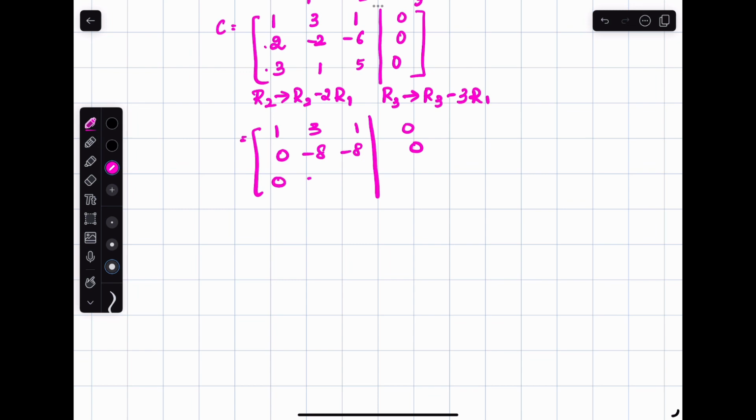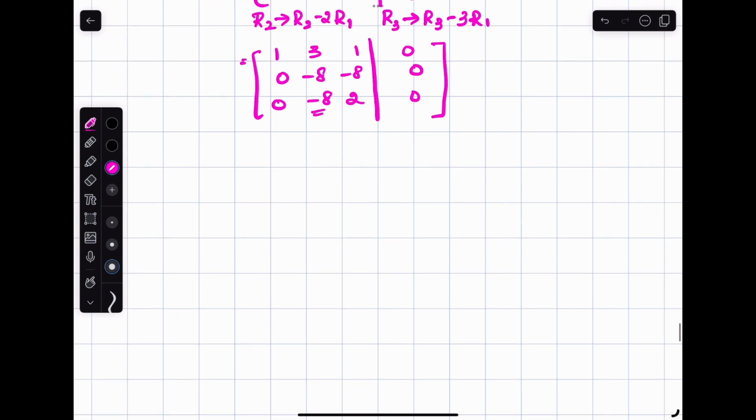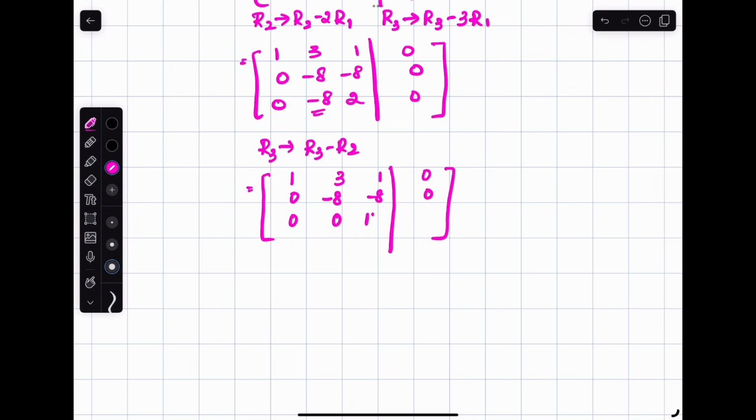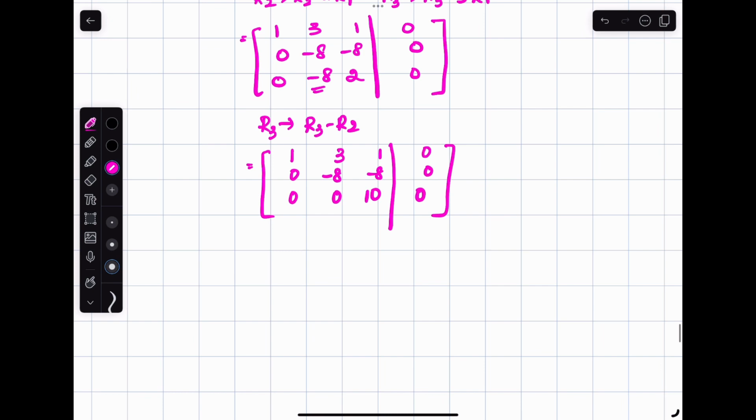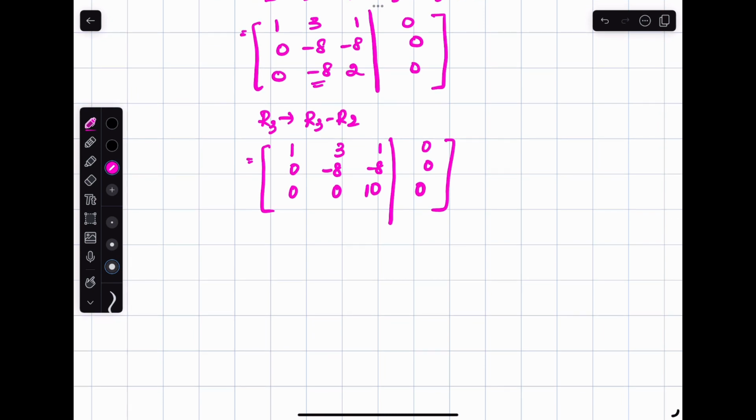I have the solution, I'm writing it directly. Please pause the video and solve it. Now I will try to change this minus 8 to 0. So row 3 changes to row 3 minus row 2. What we will get is 1 3 1 0, then 0 minus 8 minus 8 0, then 0 0 10 0. I will stop it here and write the equations now.